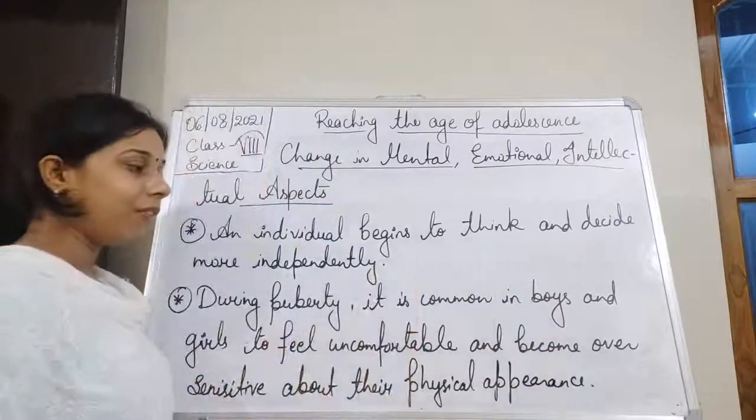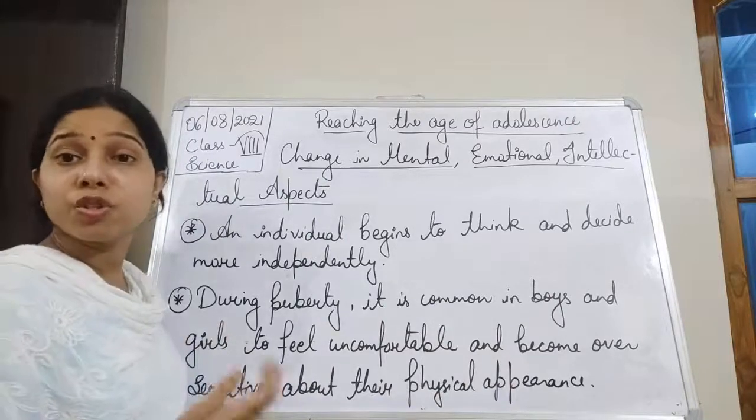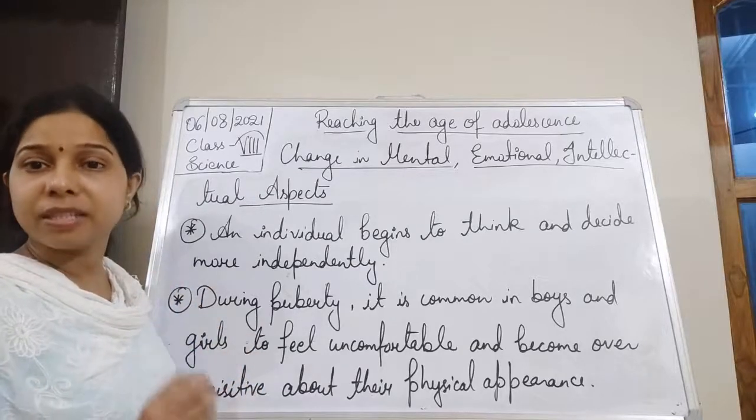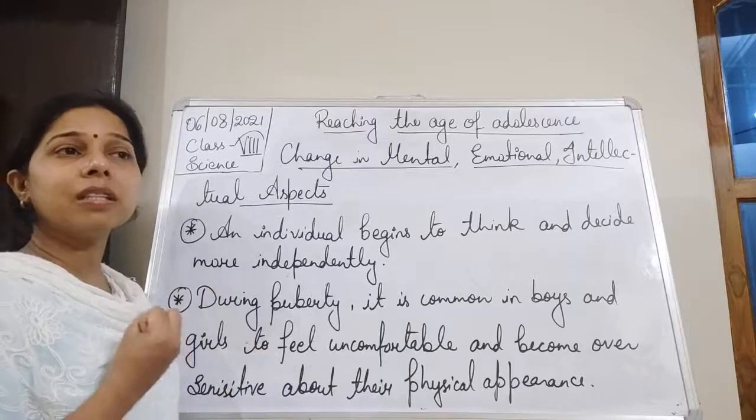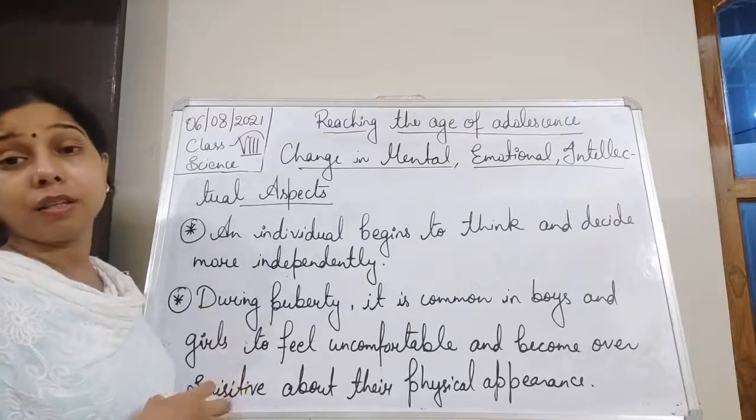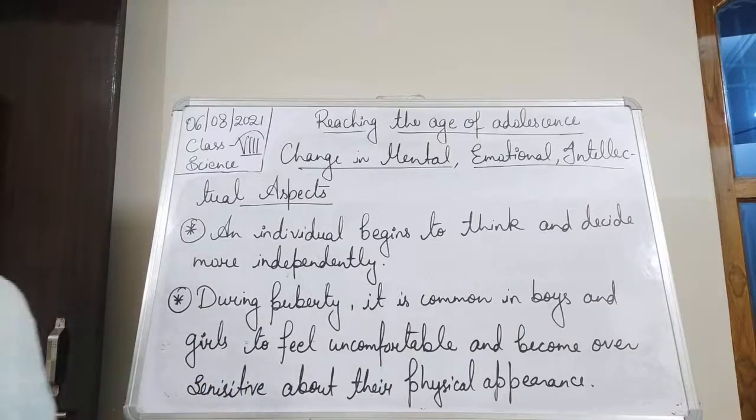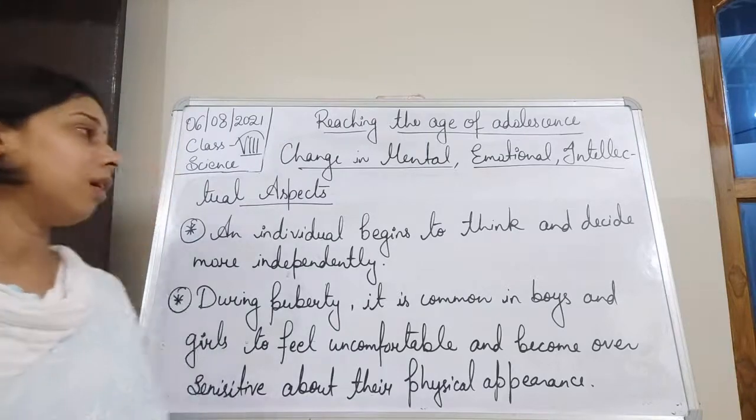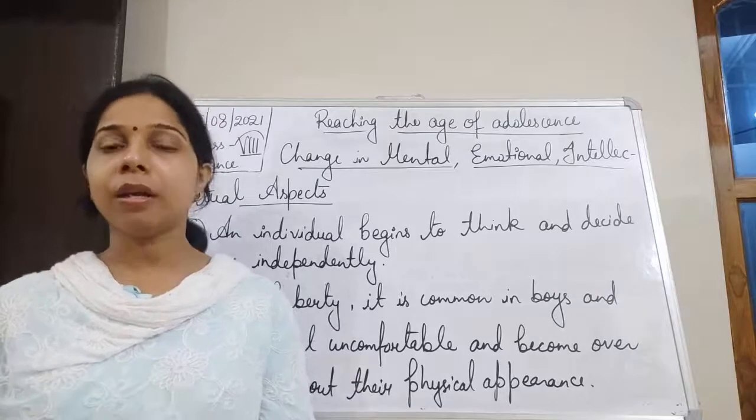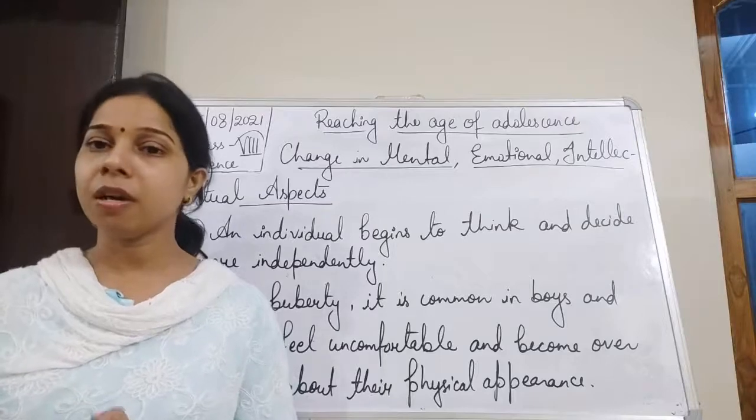Okay, so they feel very uneasy, they feel very uncomfortable regarding the changes which are happening in their body, regarding the changes which are occurring in their physical appearance. Now, because of this discomfort, students start feeling very irritated, they lose temper very frequently, and they will find frequent mood swings also. Okay, so this happens when a person reaches the age of puberty.